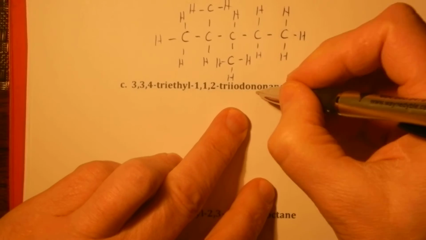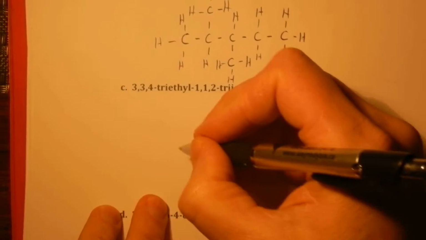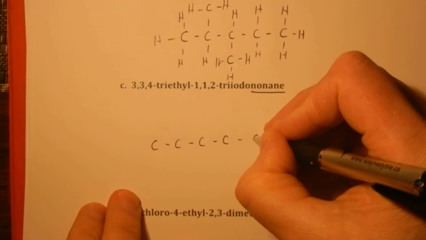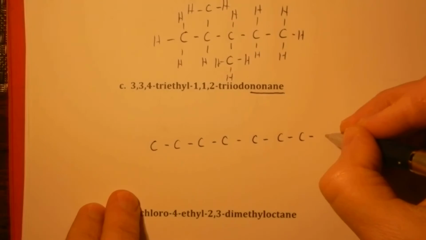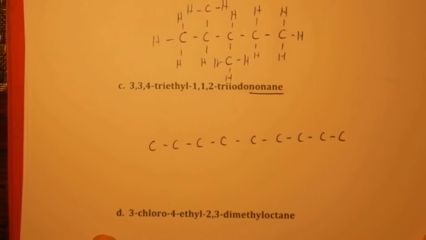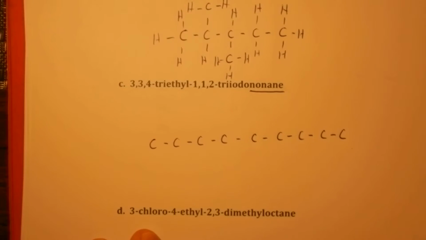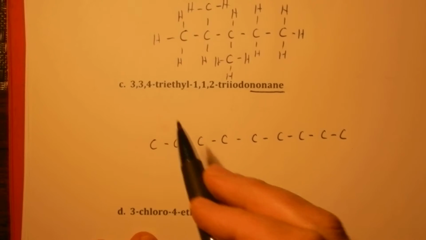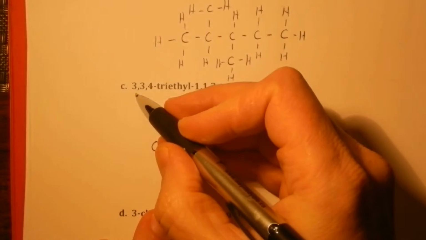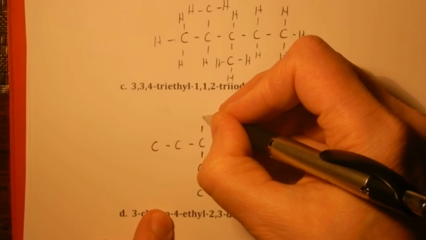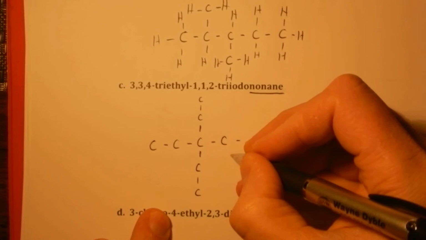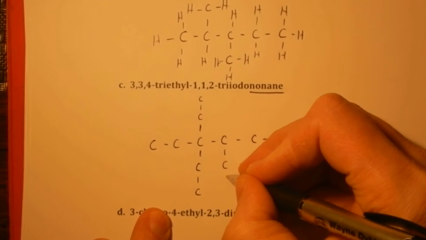Okay, so we have this nonane right here. So that is 9 carbons in a row. See if that's showing up. Looks like it might be. And then I see I have all these ethyls. Isn't that delightful? So I have an ethyl off a 3rd carbon, I have another ethyl off the 3rd carbon, and then I have an ethyl off the 4th carbon.